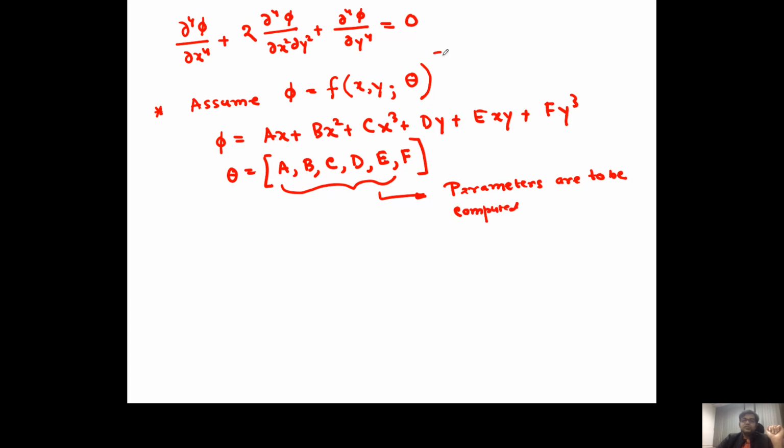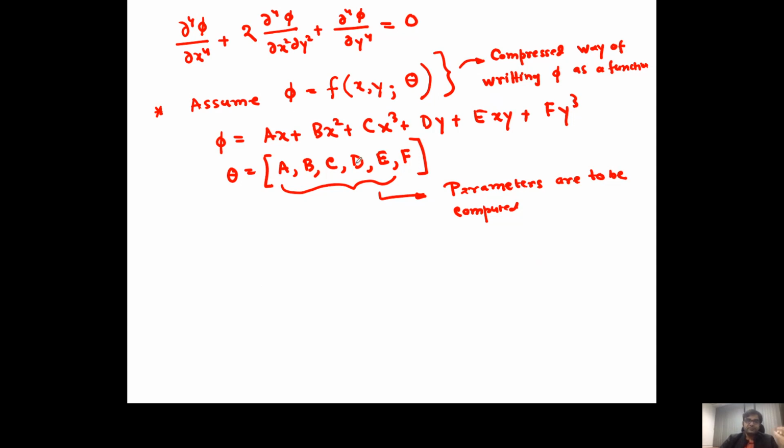So this is a compressed way of writing phi, or any function. This is a compressed way of writing any function, right? And you see here is a comma and here is a semicolon. So this semicolon indicates whatever is after the semicolon are parameters which we need to compute.